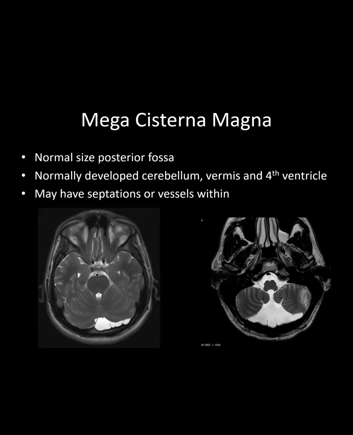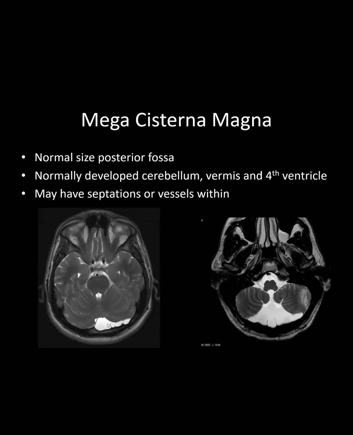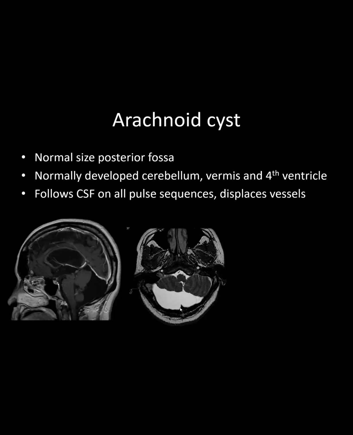So if you look on here, cystic space with septations, this is a megacisterna magna. If you look at this case over here, there's this big cystic space behind the cerebellum, but there's no vessels inside of it. This is actually an example of an arachnoid cyst. So if you see septations and vessels, megacisterna magna. If you don't see septations and vessels, it's more likely to be what's called an arachnoid cyst.